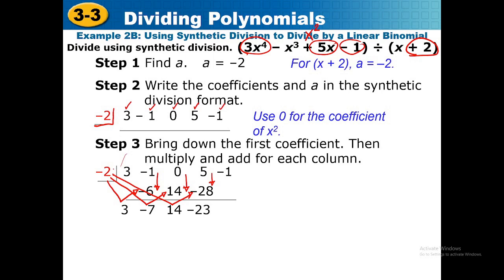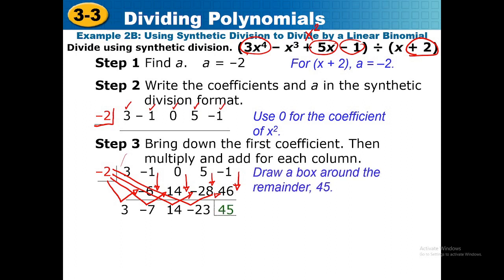Multiply again. What's the result? Positive 46. And when you add, how much is the remainder? 45. The remainder is 45. Isud og box para di ta malibog ana. This will be our remainder.